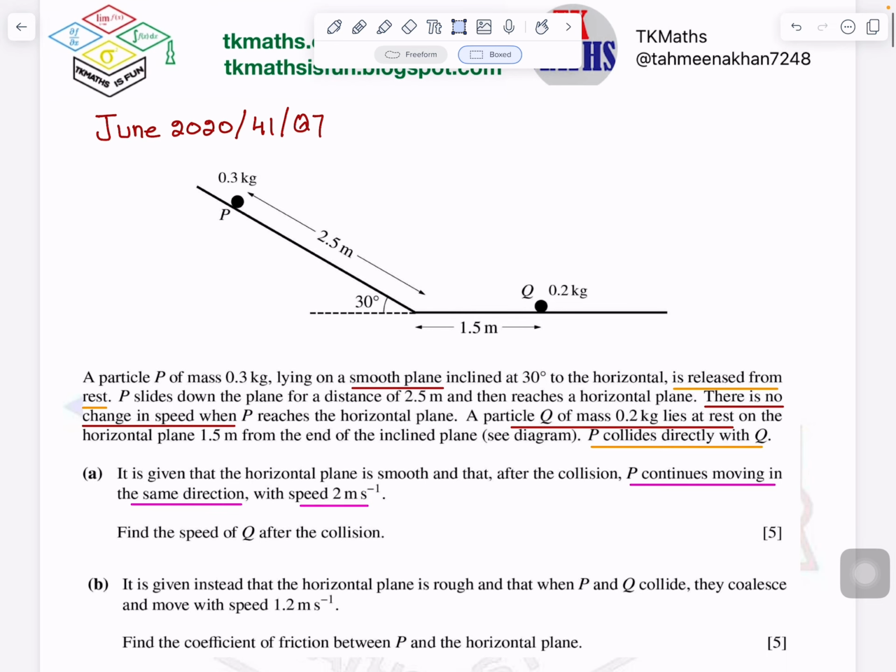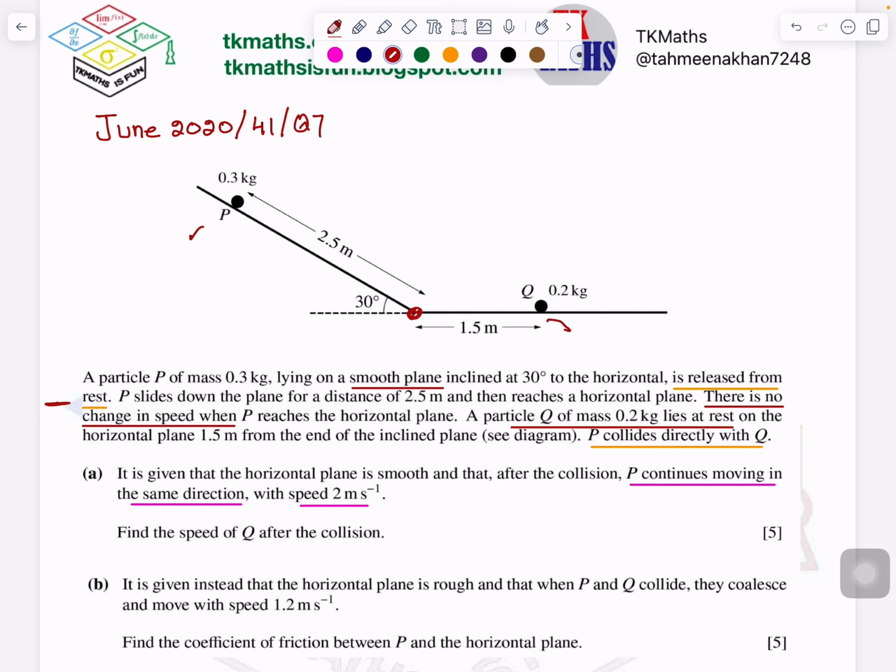Right, I'm showing the whole question, but I will focus on part A first. Okay, so now if you see here, this ramp picture is given to you. In the first paragraph, it is described what is drawn here. Important thing I have underlined here. So particle P, which is here on the top, it is released from rest, right? The first line is mentioned here. Then it is covering a distance of 2.5 meter and reach at this point on the horizontal plane.